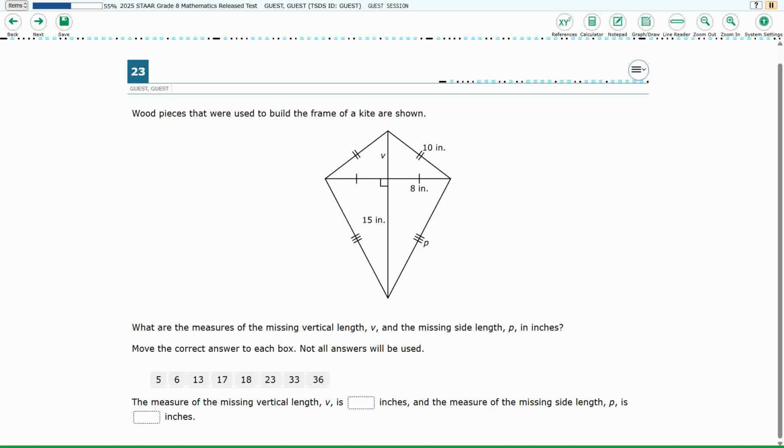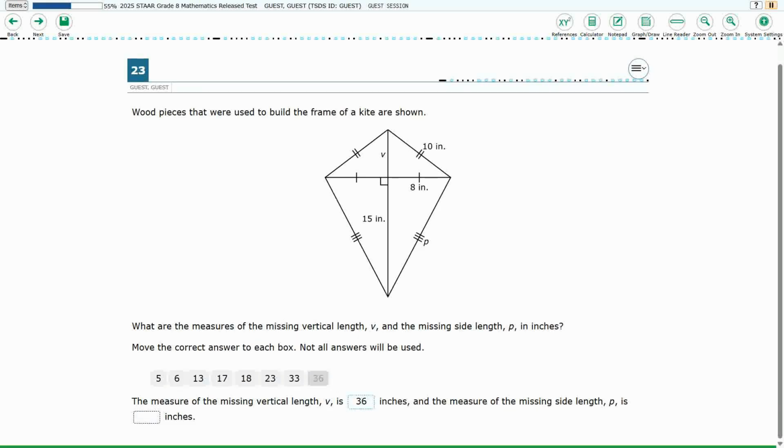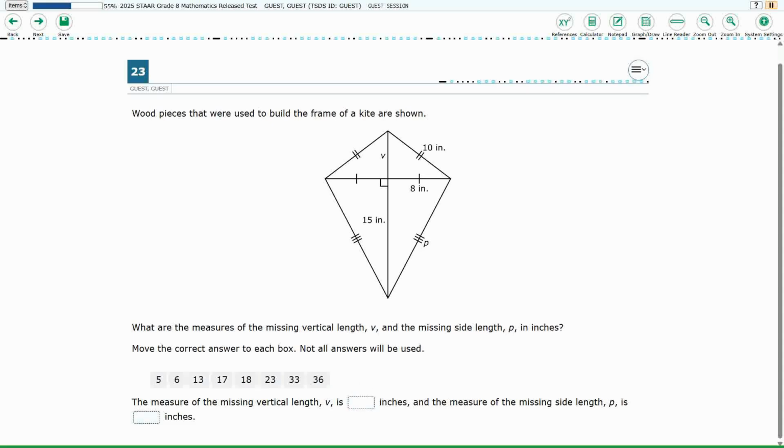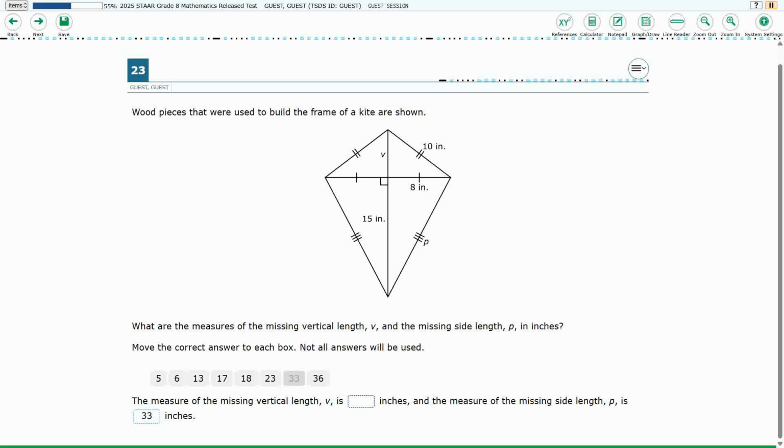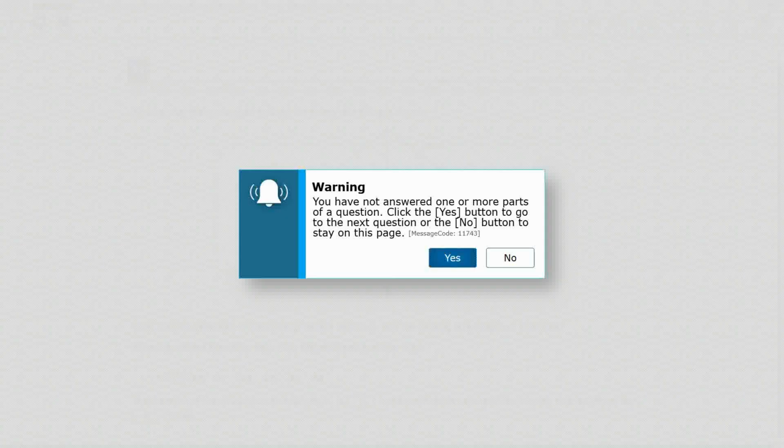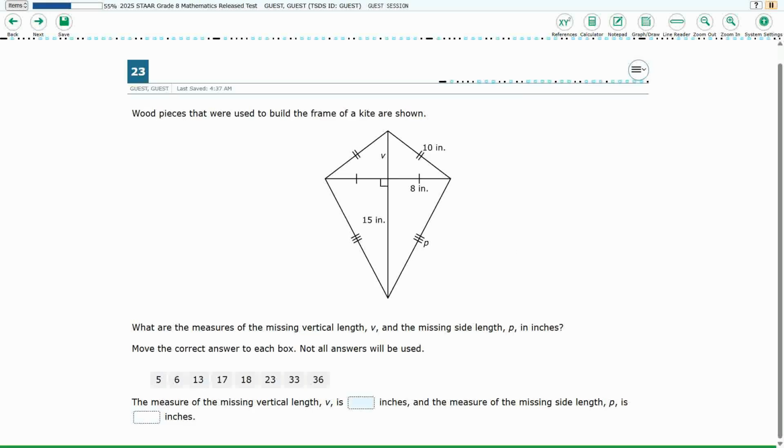All right, so we've got two different blanks here, and this is a 2-point problem, so we need to make sure that we put an answer into each of these. Notice that you can only use each answer once, so that's important to know. And if you try to move on with only filling in one blank, you are going to get that error message.